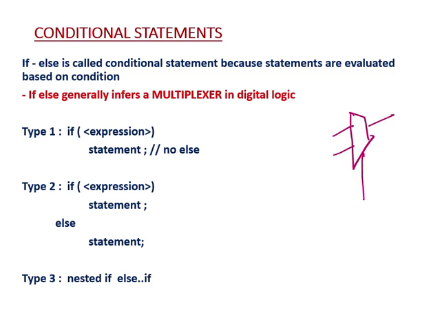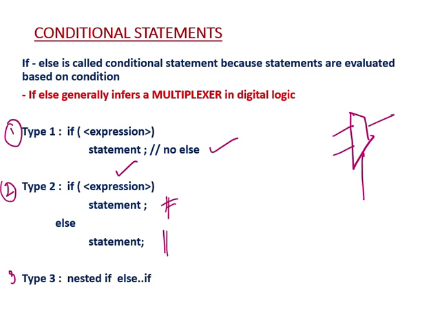So this is the syntax. First one: if, then some expression, then statement. Here there is no else, so this is one kind. Another kind is if, then parenthesis, expression, then some statement, then else, some statement. It means if this expression is satisfied, then this statement is evaluated, else this statement is evaluated. This is the second type.